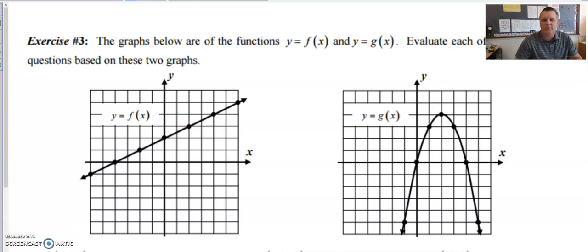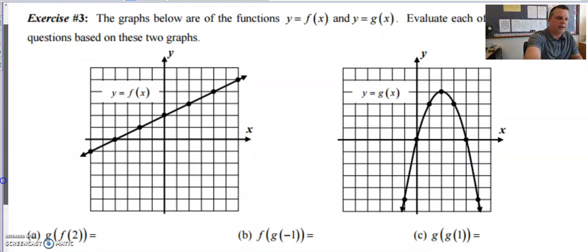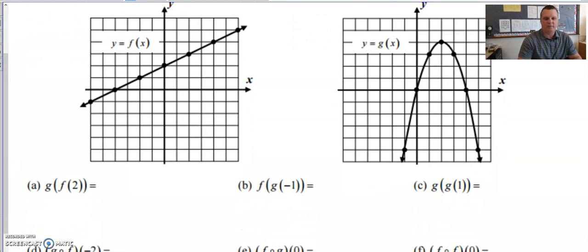Okay, exercise 3 deals with graphs. So you have 2 functions, f of x and g of x, and one's a line, one's a parabola. So you're looking at the output values based upon a graph. So for the first one, I have g of f of 2. Same process, you find f of 2 first. So f of 2 is the line graph. My input is 2, my output is 3. So here's 2, and I go up to 3.